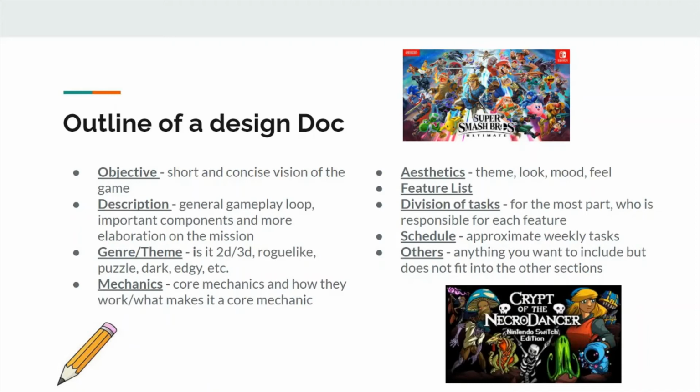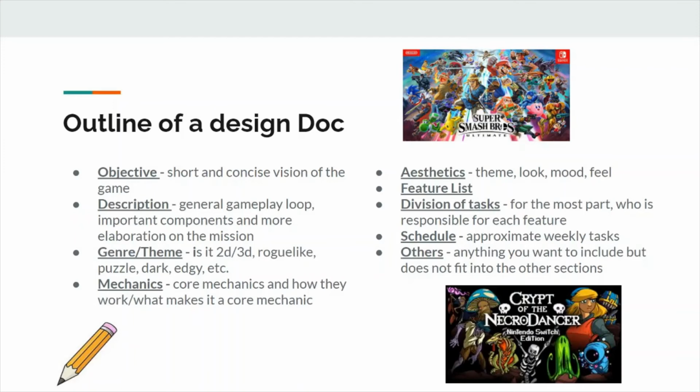Aesthetics. This connects back to theme. How do you want it to look? How do you want it to feel? More specifically, you want some maybe concept art here. You can put images here. It's really good to put like a color scheme that you expect, or what you want the player to look like or feel like when the player sees the actual character model.